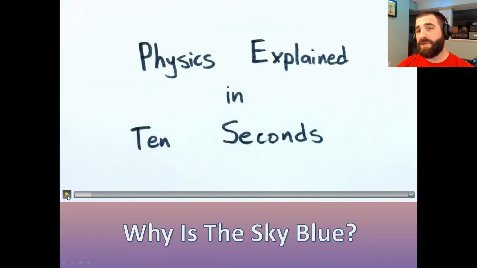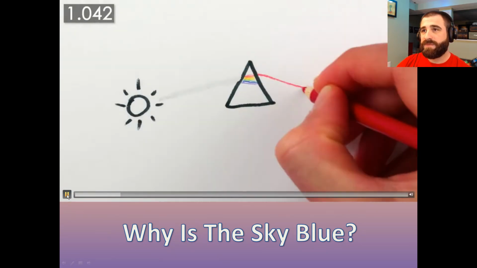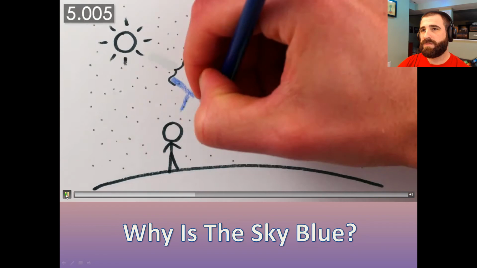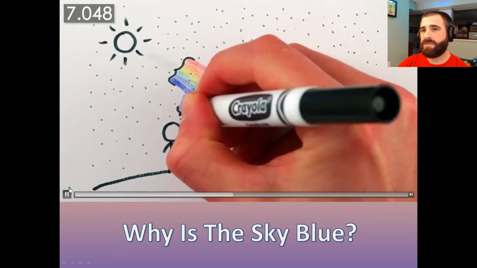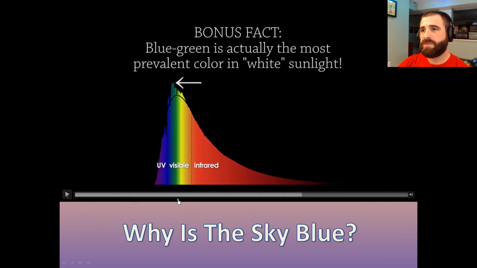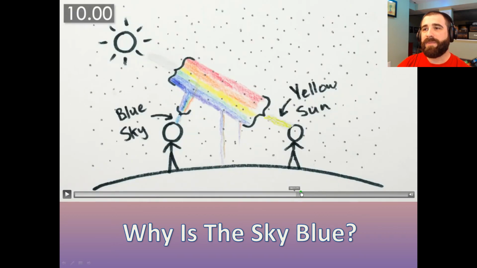And like we said, this also helps to explain why the sky is blue. The sky is mainly broad-spectrum white light like the sun, but since small particles in the atmosphere scatter light at the blue end of the rainbow more than the red, it's slightly bluish-white, while the remaining sunlight becomes slightly yellowish. So, blue-green is actually the most prevalent color in white sunlight. Interesting.